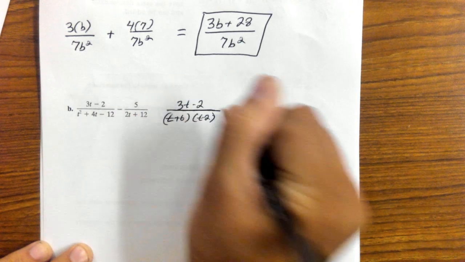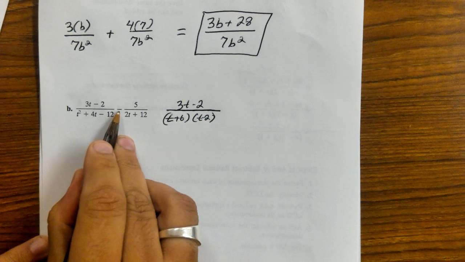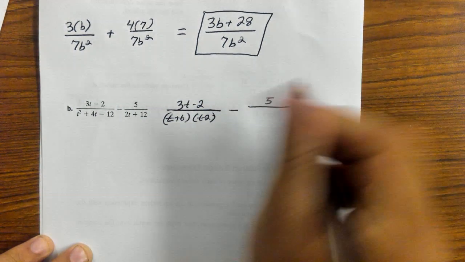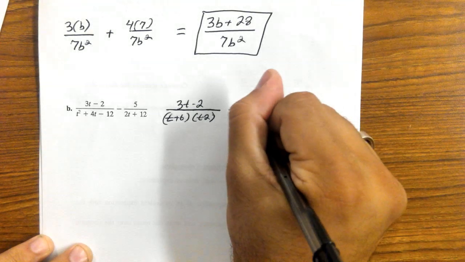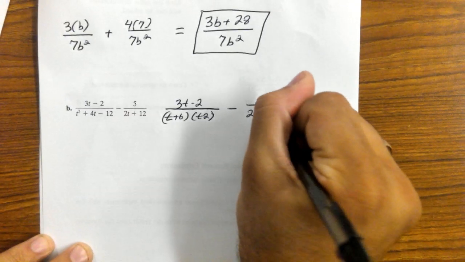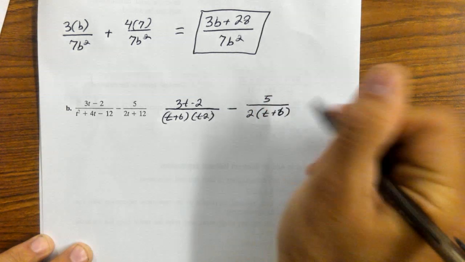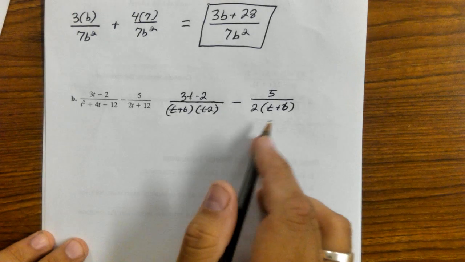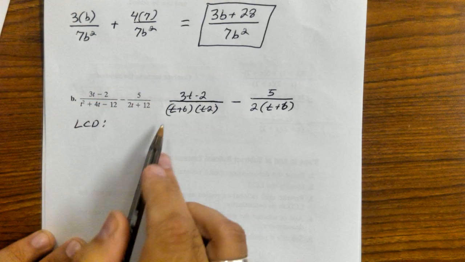And I'm going to extend that fraction bar to show what's in the numerator from the denominator. And here I have a minus sign that separates the fraction. 5 in the numerator, and the GCF is 2 between these two terms, so it's 2 times t plus 6. 2 times t is 2t, 2 times 6 is 12, and now I can identify my LCD. It is the product of the unique factors.